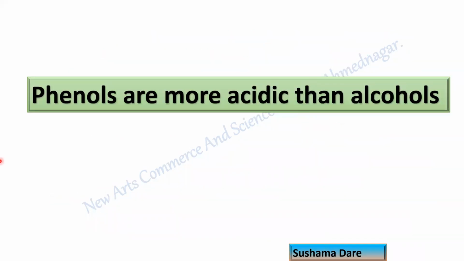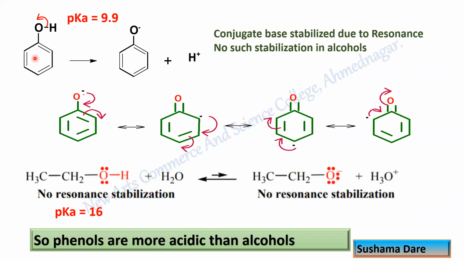In this example, what we are going to consider is that phenols are more acidic than alcohols. Now take the example for this. Phenol, the pKa value for this is 9.9, and this is ethanol, the pKa value is 16. So 9.9 and 16, again you can see, the larger the pKa value, the weaker is the acid. So ethanol is a weak acid as compared to phenol.